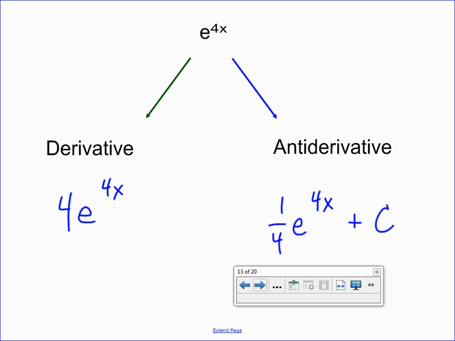Plus c, thank goodness. We don't have to make any ribald comments about Kyle's inability to include the constant of integration.